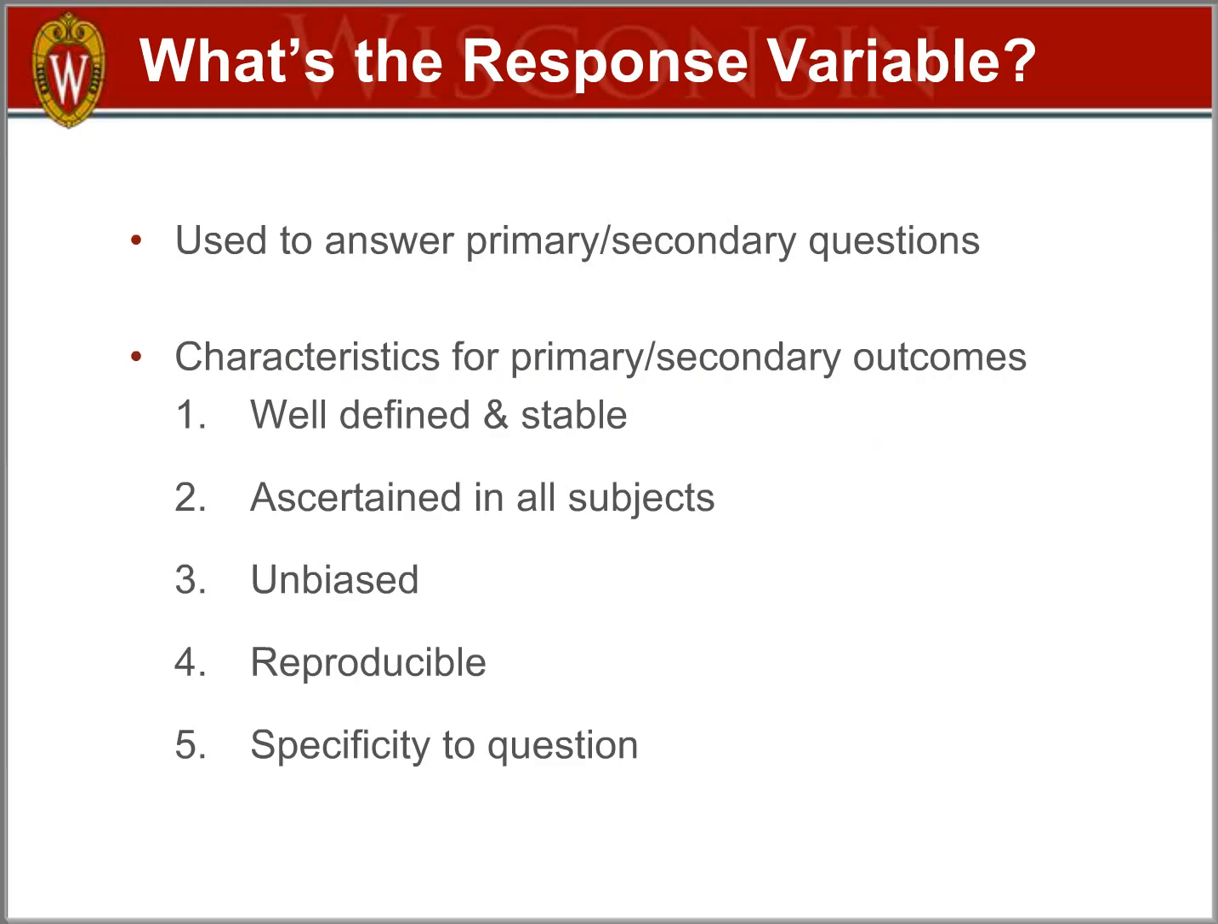Well, there are some characteristics that we need our measurement, our metric, to have. The measurement should be well-defined and stable. We should be able to measure it in everybody. It should be inherently an unbiased assessment tool or metric. It should be able to be reproduced. And to the extent we can make it possible, we want that metric or that measurement to be as specific to the question we're asking as possible.